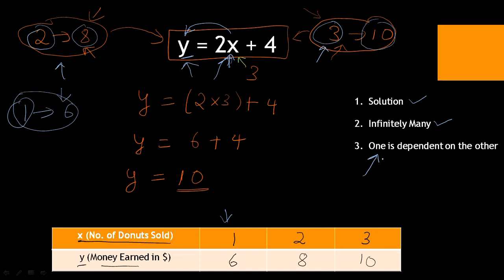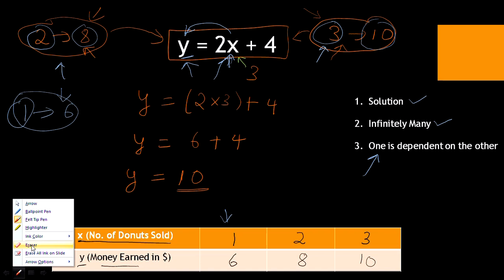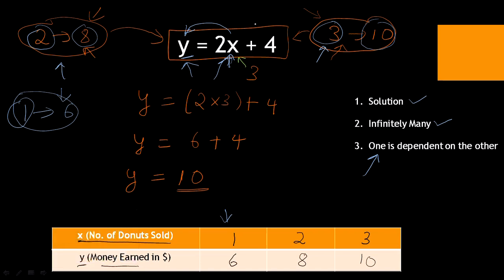Lastly, one is dependent on the other, which means one variable is dependent on the other variable. Now what does that mean? Well, of course, can you look at this and tell me which variable is dependent and which is independent? Well, if we look here, x can actually take any value. It is simply the number of donuts sold, and that could be anything. It does not depend on any other value. He can sell 2 donuts, 3, 5, 10, anything, right?